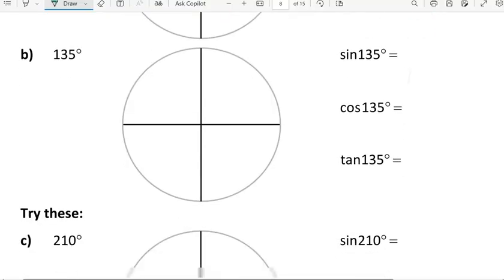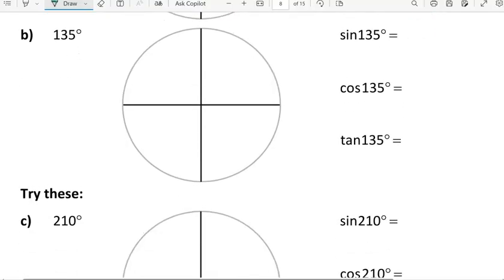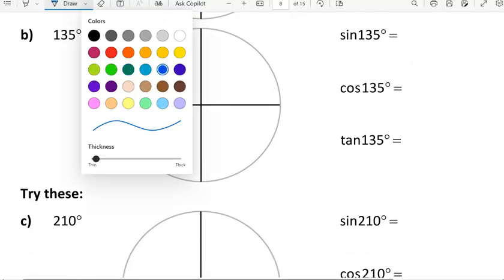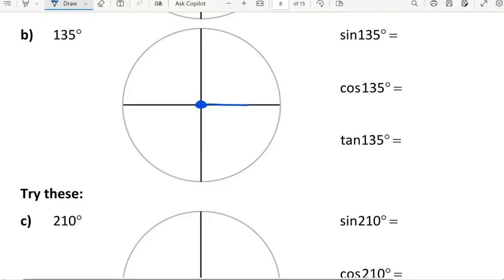All right, let's try B, which is a 135-degree angle. So for this 135-degree angle, again, our initial side is on that positive x-axis. And if we rotate 90, that takes us to the end of the first quadrant. And another 45 degrees will take us into quadrant 2. So this angle is 135 degrees.